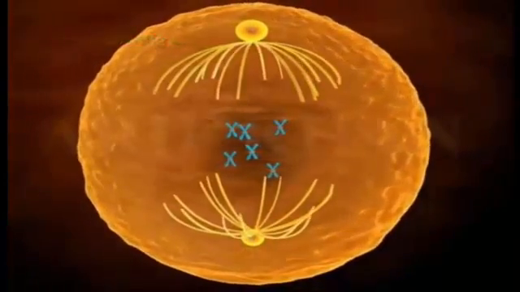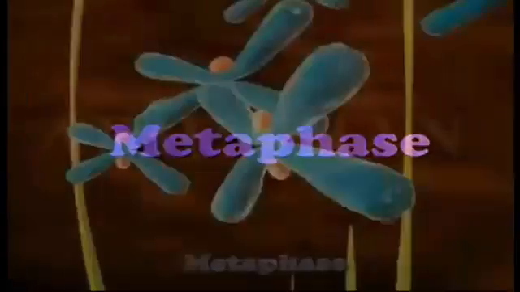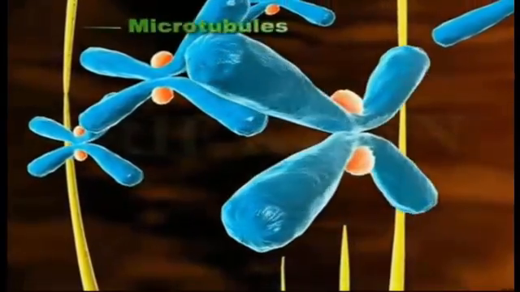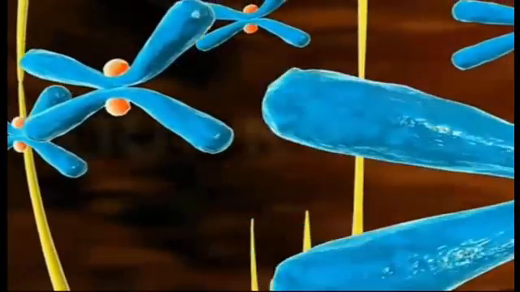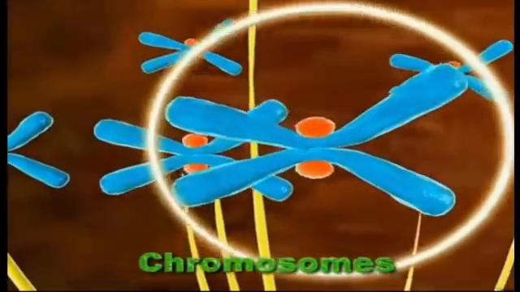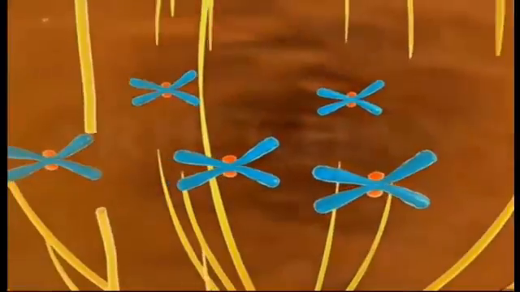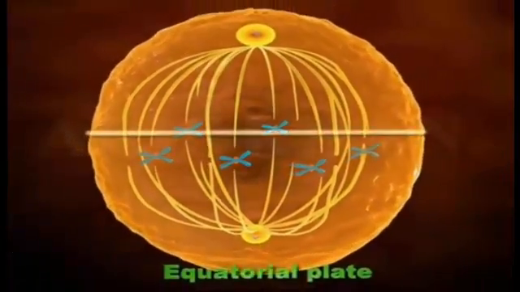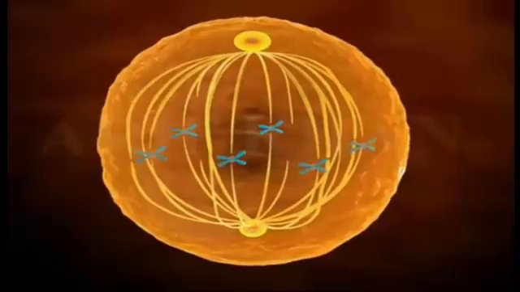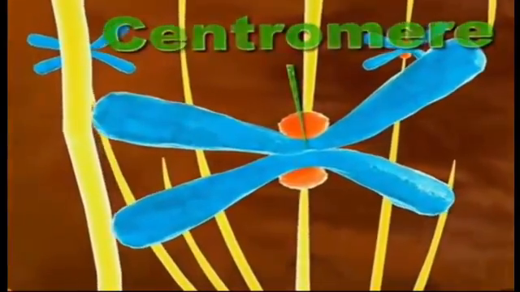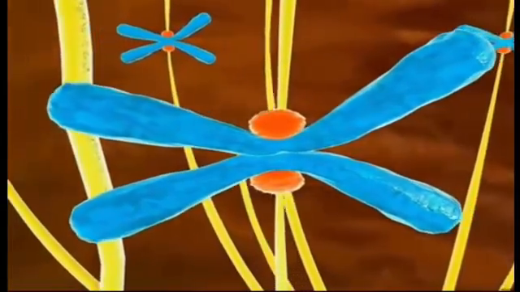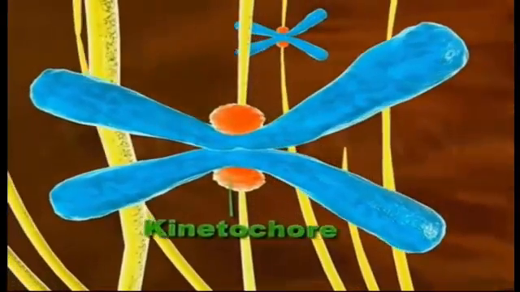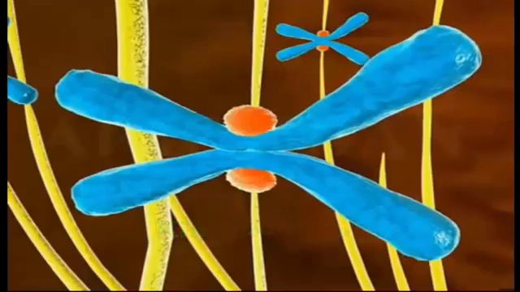During metaphase, microtubules of the spindle interact with the chromosomes. This causes the chromosomes to move to the middle of the cell, in a line over the equatorial plate. Sister chromatids are held at the centromere, forming a protein structure called the kinetochore. The kinetochore holds the chromosome and attaches it to the spindle.